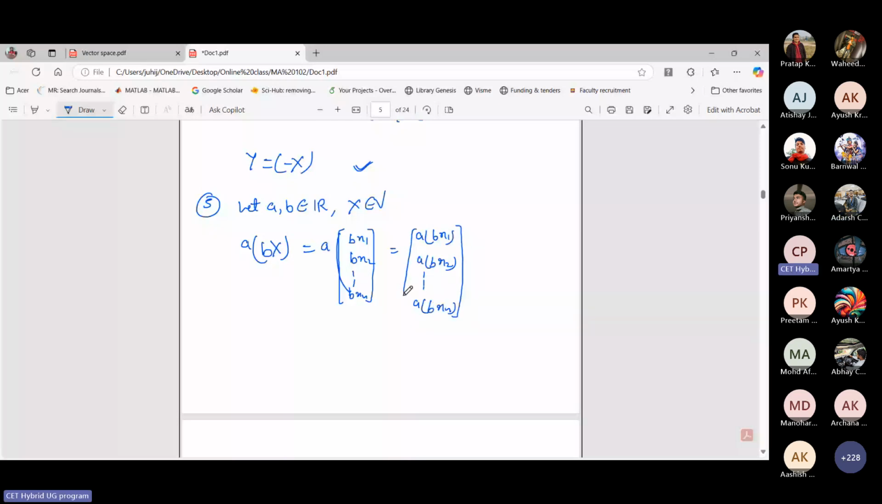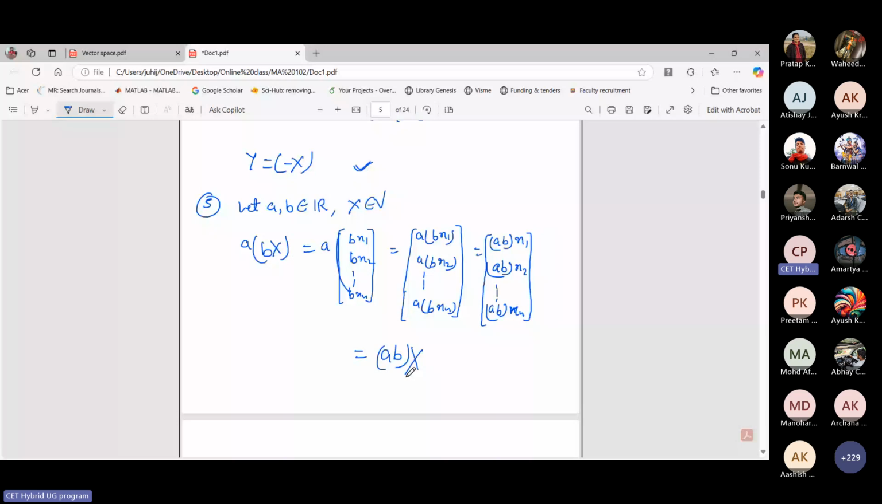And by the property of real numbers, can I write ABx1 as AB into x1? Because real numbers follow multiplication associativity. So AB into x1, AB into x2, up to AB into xn. And this one is nothing but AB into x.